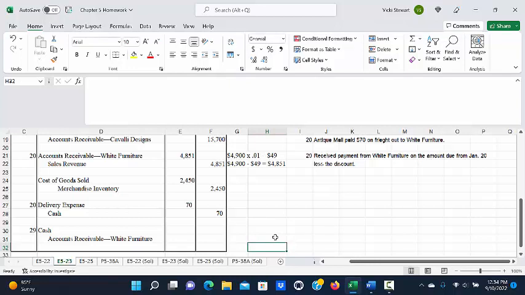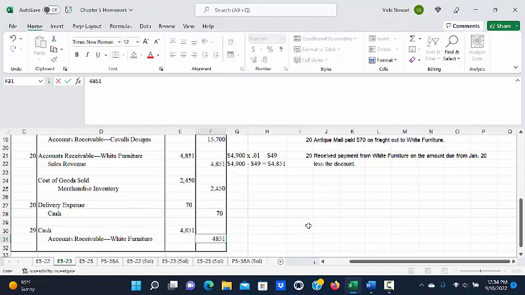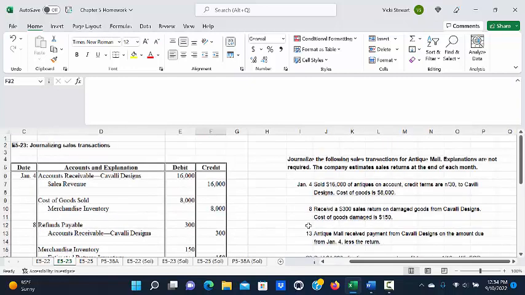And then on the 29th, we received payment from White Furniture on the amount due from January 20th, less the discount. So we would debit cash for $4,851, and we would credit accounts receivable White Furniture for the same amount. And that is the conclusion of the demonstration for exercise 523.